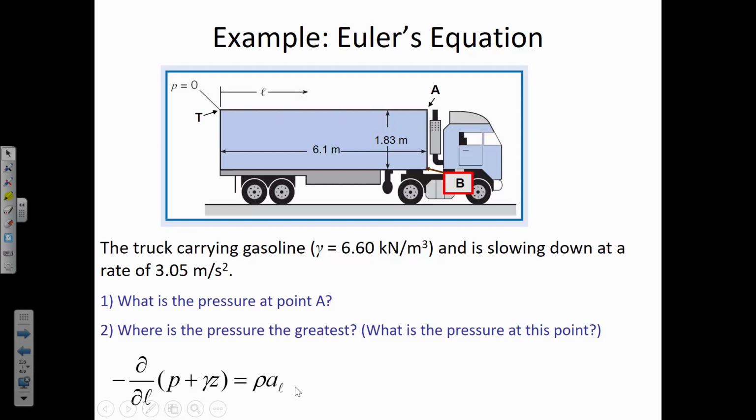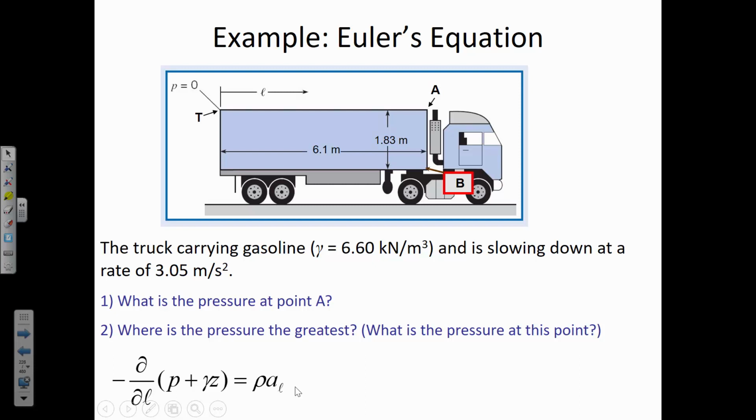And so now, if I make some substitutions here into Euler's equation, what that means is that the pressure at A plus gamma z A minus the pressure at T minus the gamma z T is equal to negative delta x between the 2 points, the density of the fluid, and the acceleration in x. All right. So with that expanded version of the Euler's equation, do step 1. What is the pressure at point A?